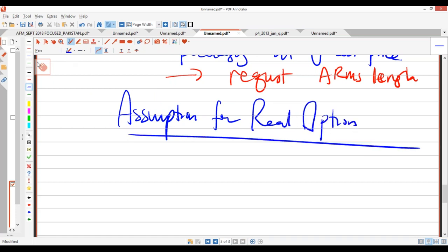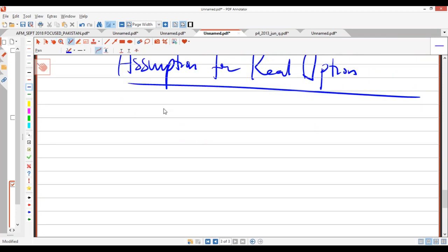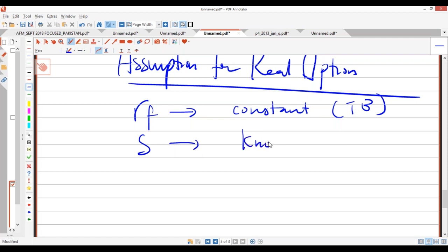Assumptions for the options. Just remember this in terms of your determinants. In terms of R, we say it's going to be constant. Treasury bills, it's going to be constant. In terms of S, you say it is known and it's going to be constant. It's not easy to know. Knowing is one thing, and then making it constant is another thing. It's like two hurdles there. So that's going to be assumptions or limitations.